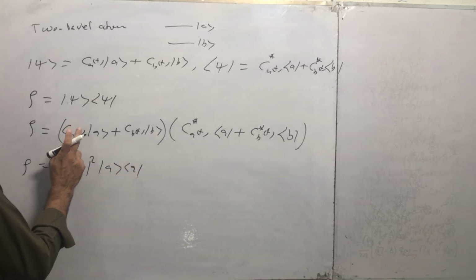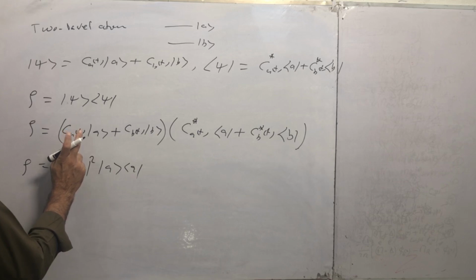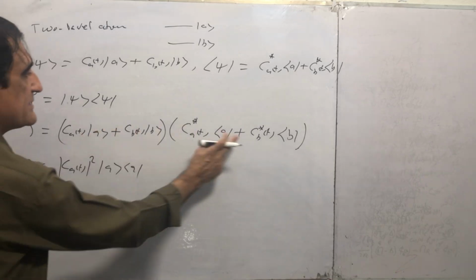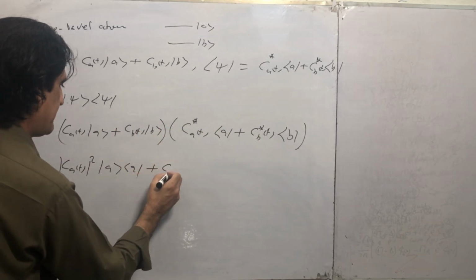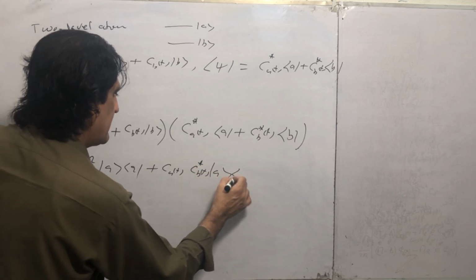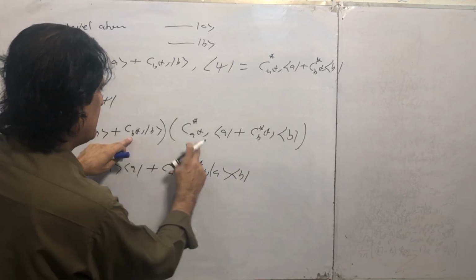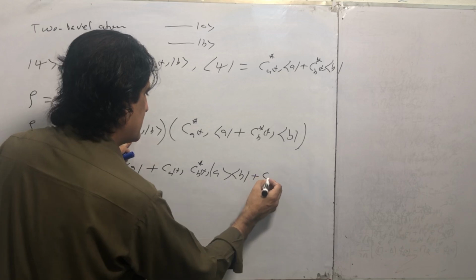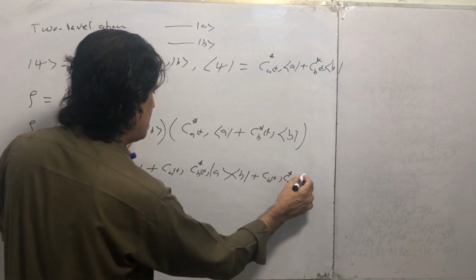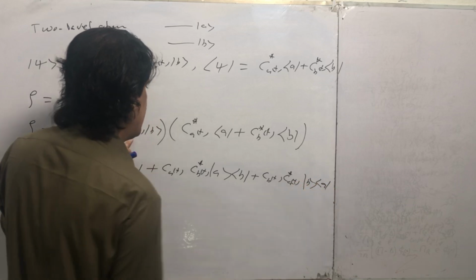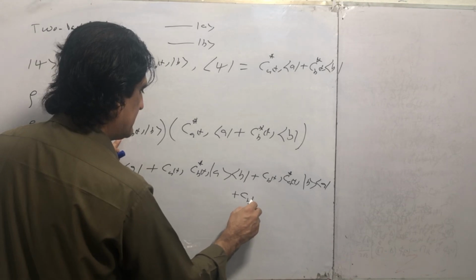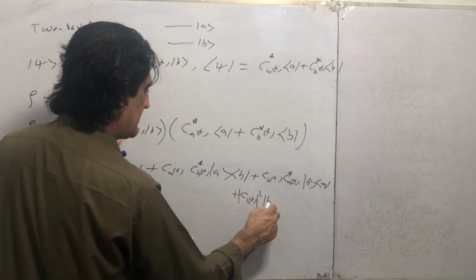If we multiply this with this, then we have Ca of t, Cb of t star, |A><B|. Then this with this, plus Cb of t, Ca of t star, |B><A|. And this with this, we have Cb of t absolute square, |B><B|.